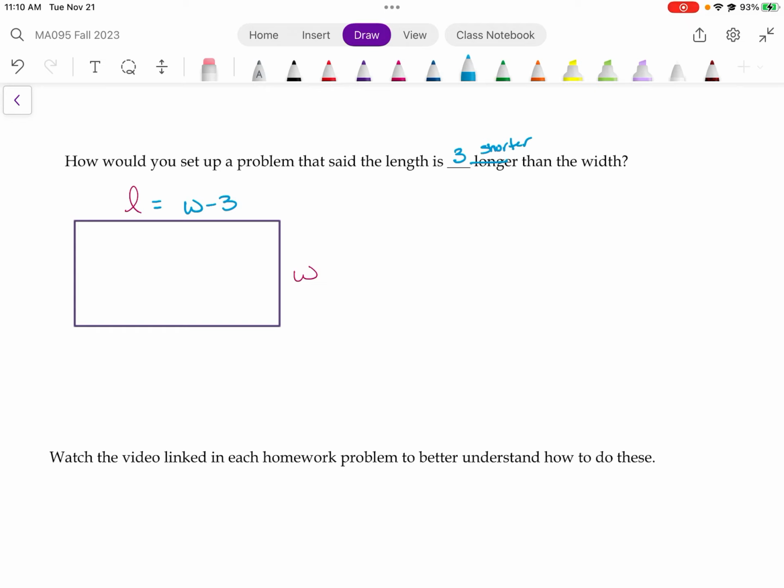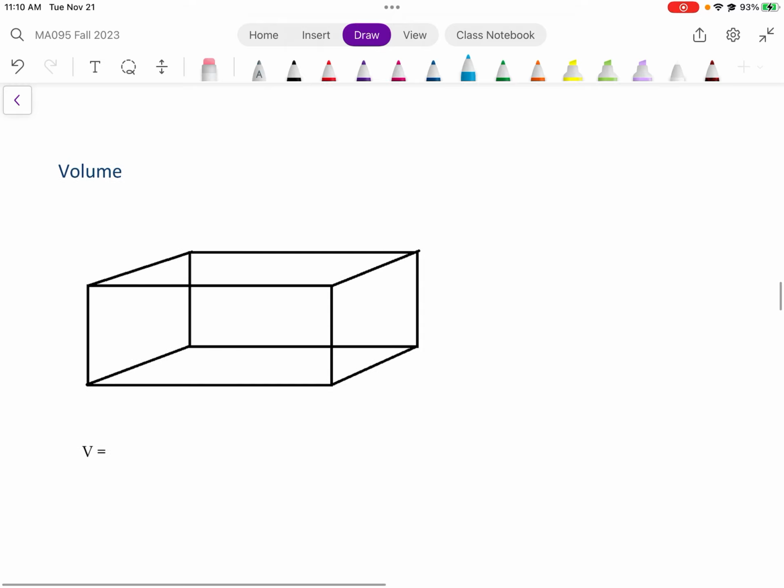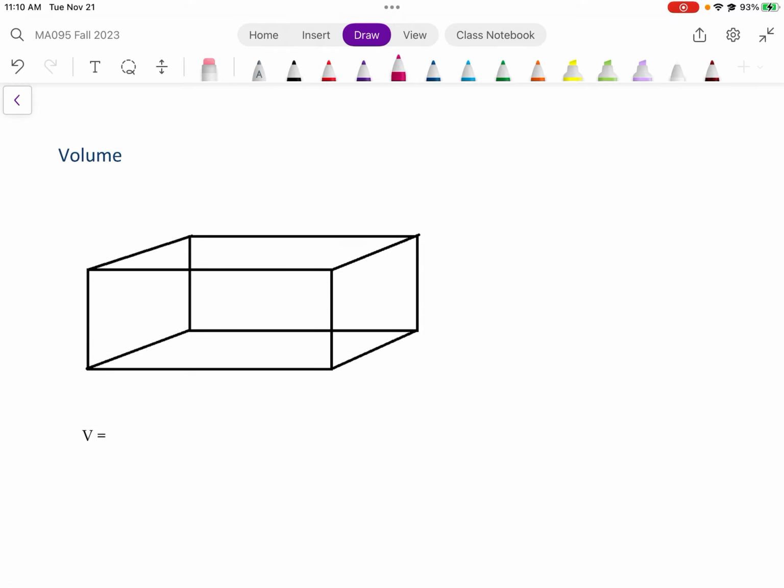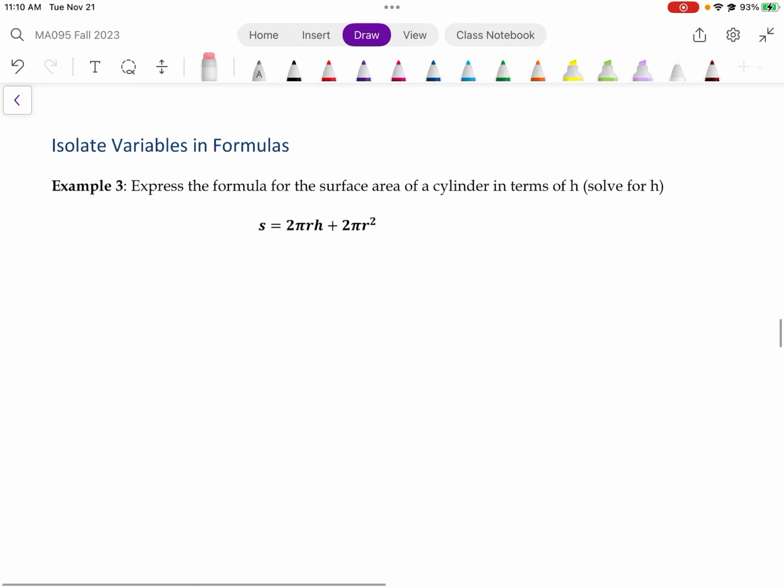So watch the video linked in each homework problem to better understand how to do these. All right, so volume, there's a formula for that. So we've got length and we've got width, and now we've also got height. So the volume is going to be the length times the width times the height, which we usually just write LWH, which you can write in any order you want. And the same is true for the last problem. If it says the height is twice the length or something like that, you would say, if I said the height was twice the length, you would say 2L. And then you could plug 2L into the equation. Okay?